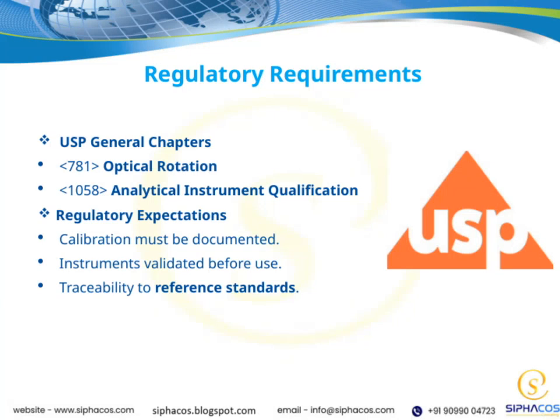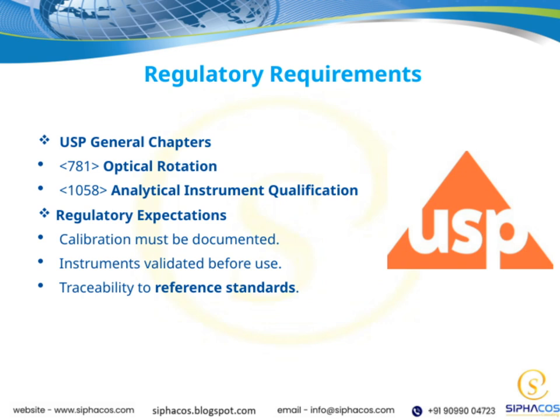Let's take a closer look at the regulatory requirements that govern our analytical methods. First, we refer to the USP General Chapters, which provide essential guidelines for ensuring quality and consistency. For example, 781 covers optical rotation, a critical parameter in many pharmaceutical analyses, while 1058 focuses on analytical instrument qualification, or AIQ, which helps us confirm that our instruments are performing correctly.